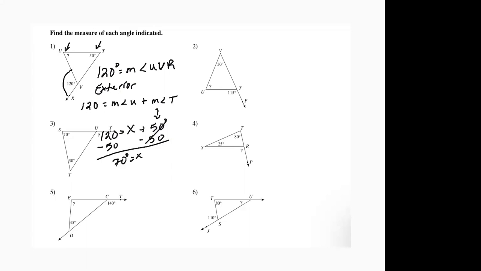And we can check our work with this too, right? To check my work, the measurement of angle UVR is going to equal the measurement of angle U plus the measurement of angle T. We said that U is equal to 70 degrees and T is equal to 50 degrees. So that should equal 120. So yes, 120 is equal to 120. So our work checks out fine.